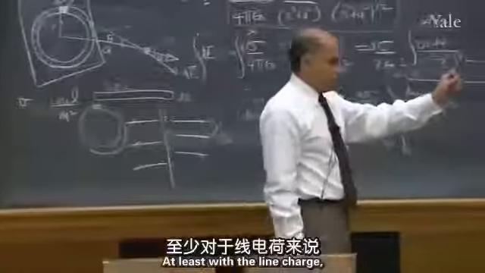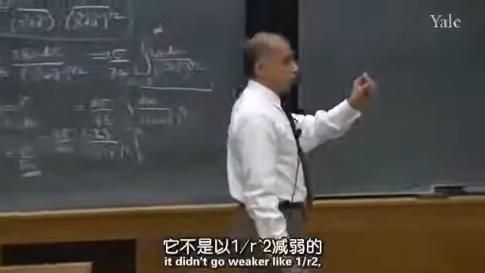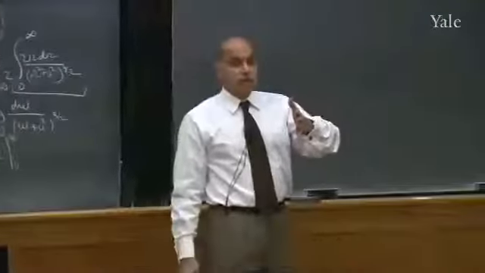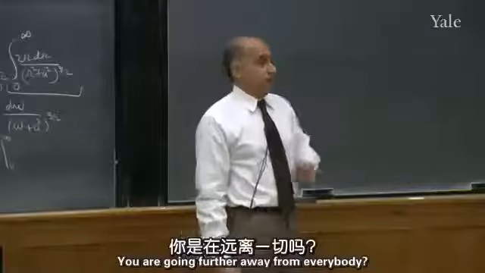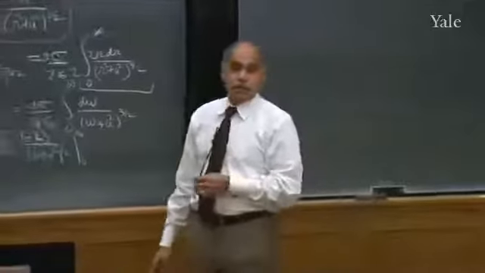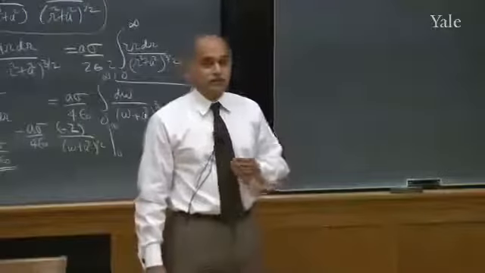At least with the line charge, it didn't go weaker like 1 over r squared, but it did get weaker. How can you go further and further from a plane? You're going further away from everybody. How could it not matter? Yes? Any ideas?